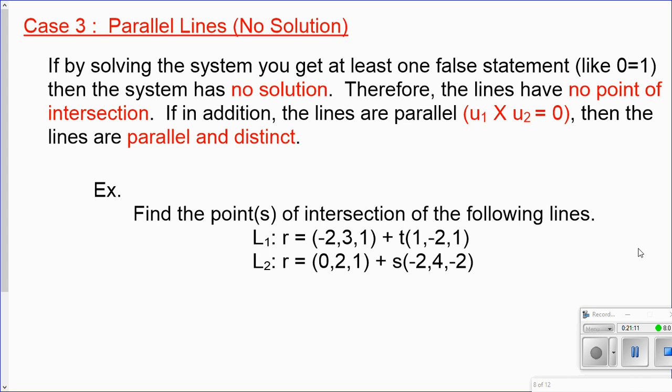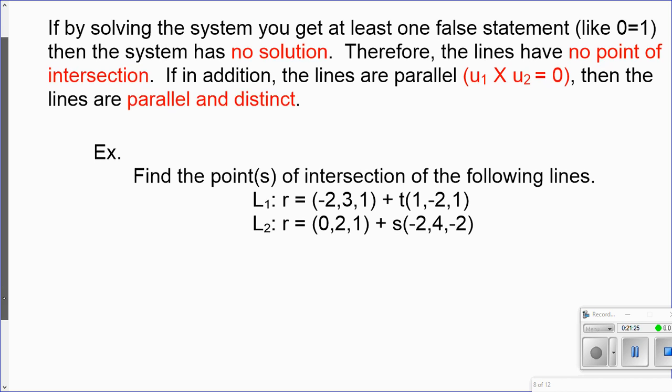Now, by way of cross product, some students work on this. In addition, the lines are parallel if the cross product of the two direction vectors is equal to 0. So let's consider this example. Find the point of intersection between the following lines.